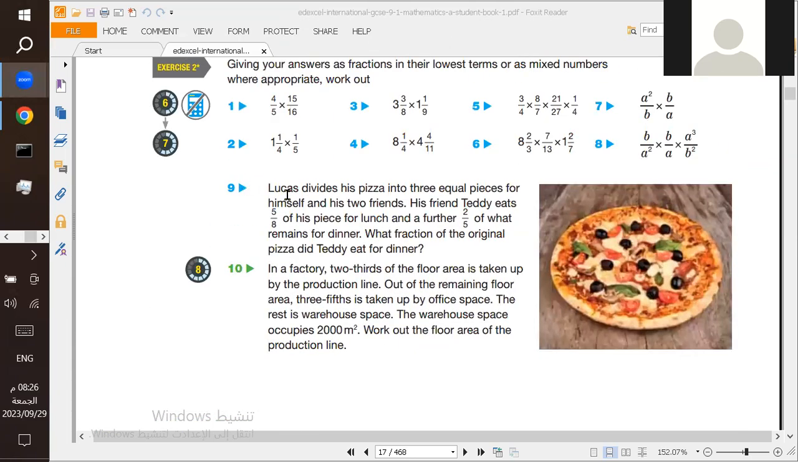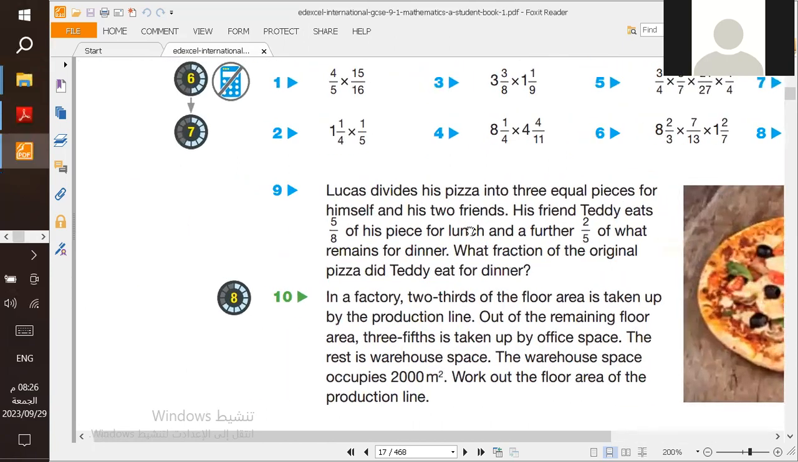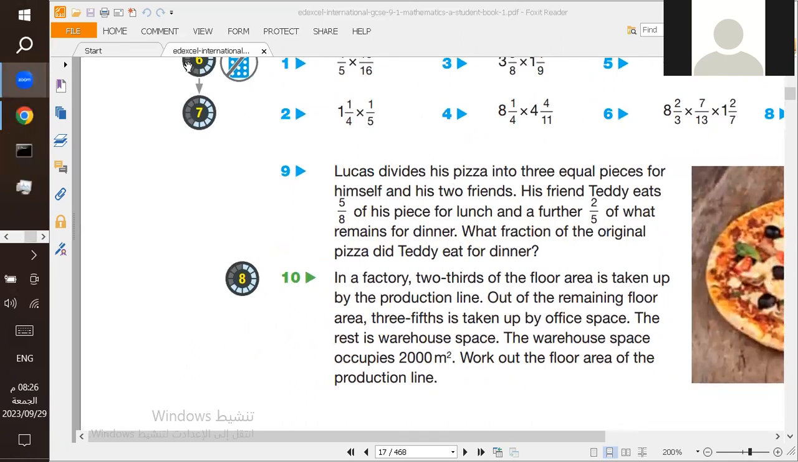Here we have 9. Lucas divides his pizza into 3 equal pieces for himself and his 2 friends. Okay. So 3 equal pieces for himself and his 2 friends. So we have 1 over 3 for each one of them. His friend Teddy eats 5/8 of his pizza or piece, for lunch, and a further 2 over 5 of what remains for dinner. What fraction of the original pizza did Teddy eat for dinner? That's the idea. It means Teddy took 1 over 3.